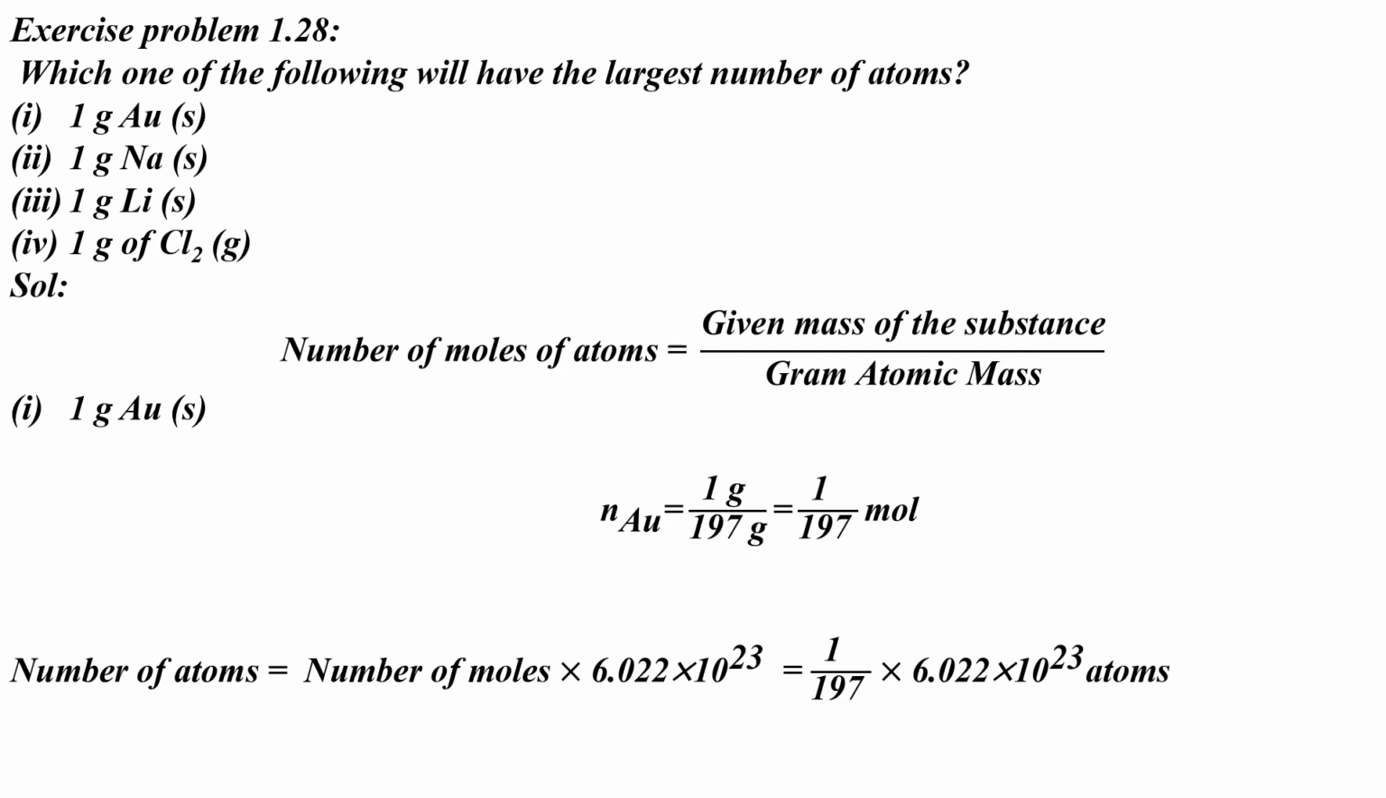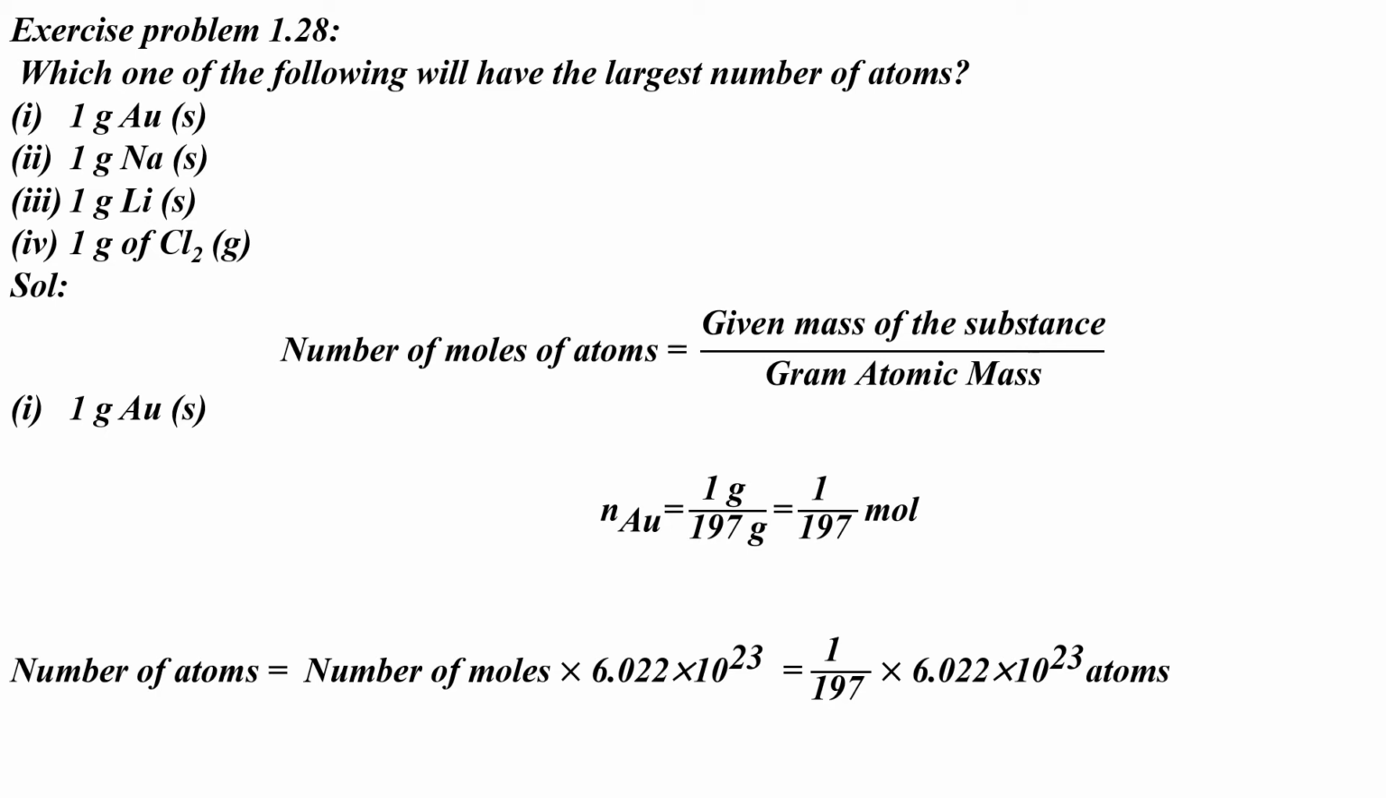But when we are solving for the number of moles in the case of chlorine, we must write number of moles equals given mass of the substance divided by gram molecular mass. Why? Chlorine is a molecule. It's not an element. It is given as a molecule. That's why we do that.